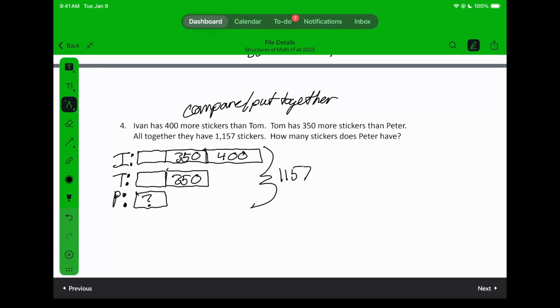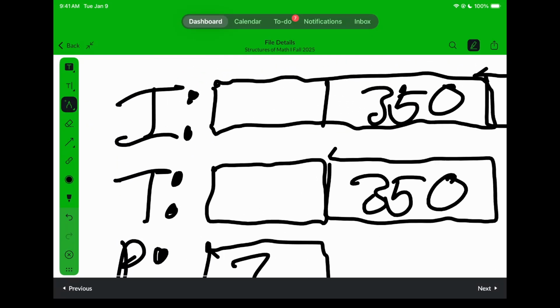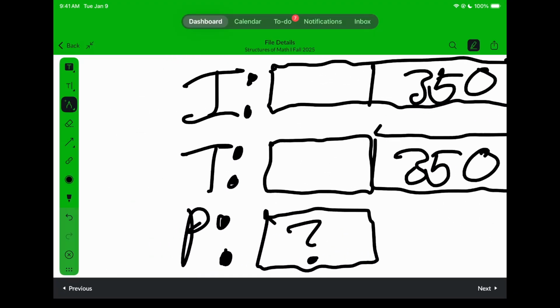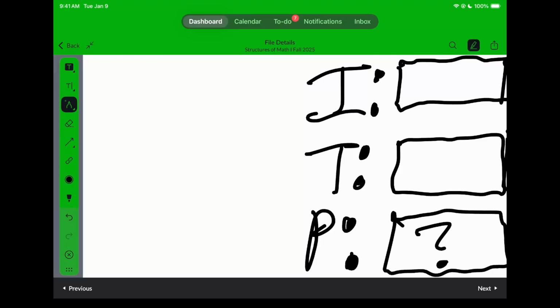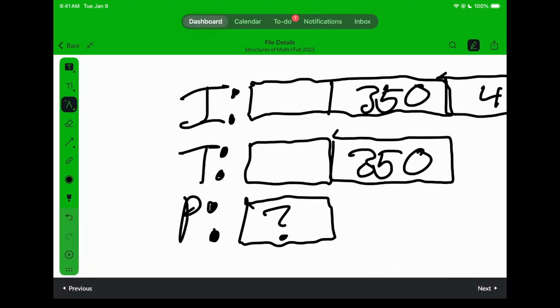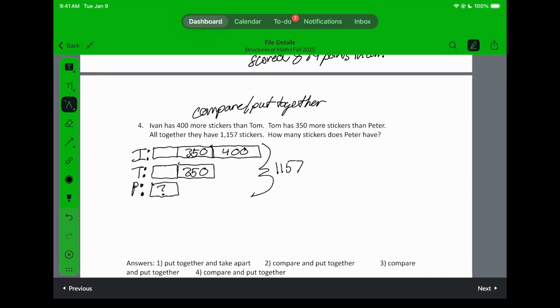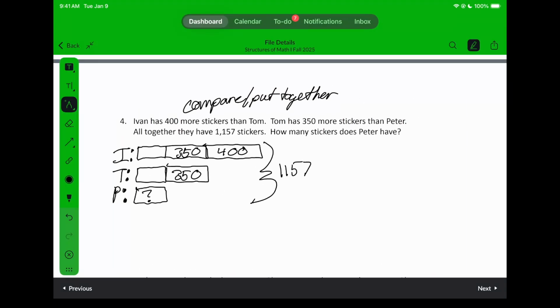So, how do we solve this? In order to find Peter's amount, Peter is the same as this unmarked box from Tom and this unmarked box from Ivan. All three of these boxes, not including these three, are the same size. They're equal. That's the big word there. They're equal. That sounds like it could be division because we can divide into our three groups. How do we get it to there, though?